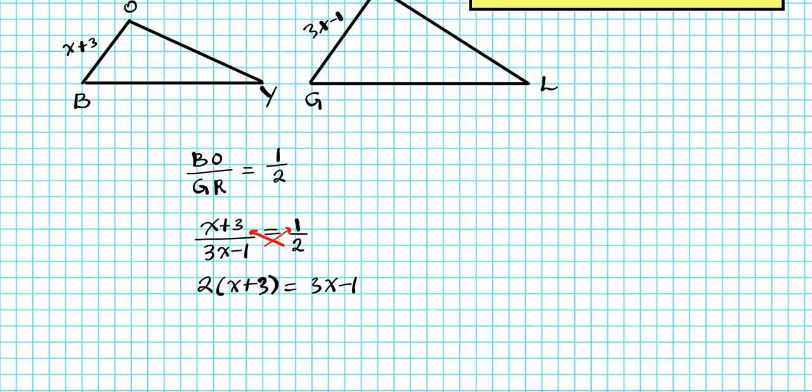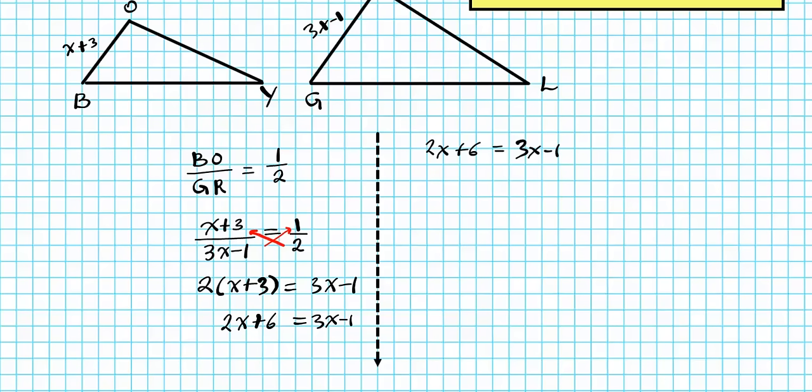The reason why I put the parenthesis here is I do not want you to forget distributing this 2 to both x and 3. Okay? So don't forget that 2x plus 6 equals 3x minus 1. Now we have an algebraic equation with variables on both sides. So what we want to do is collect all the x's on one side and have the numbers on the other side, okay? So let me put it here, 2x plus 6 equals 3x minus 1.